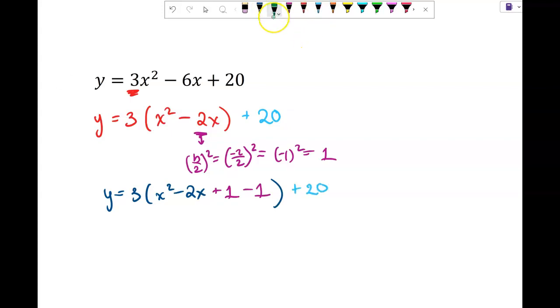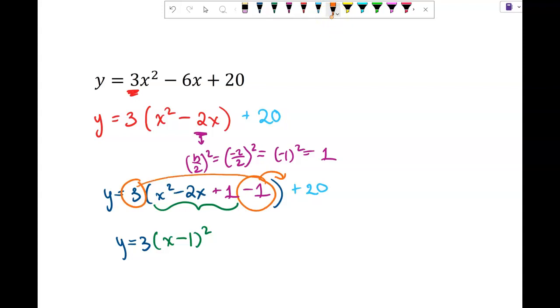And then looking at what's inside the bracket, the first 3 terms, x squared minus 2x plus 1, is going to be a perfect square factoring, which becomes x minus 1 squared. Remember that the sign of the b value here will be the sign inside my perfect square factoring. So I have y equals 3, and then to kick the negative 1 out of the bracket, I must multiply it by the a value. So that means I have minus 3 out here plus 20.